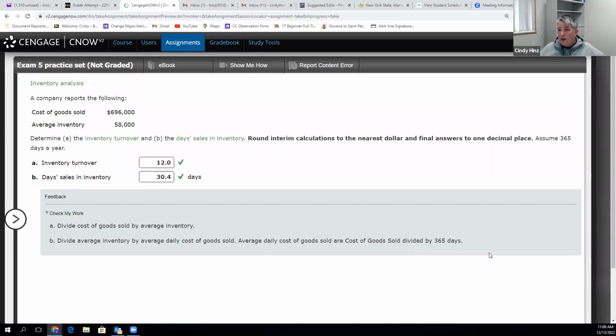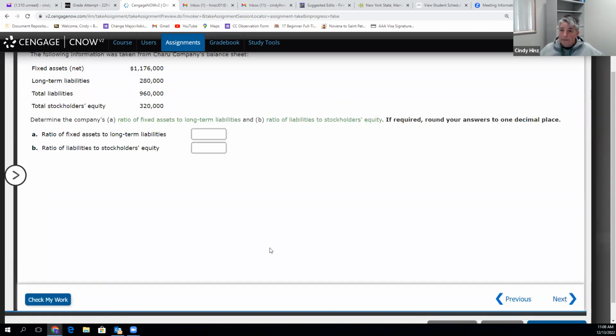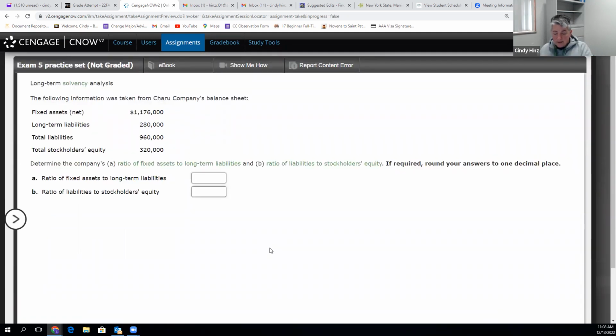And so I can't look at these numbers and know if they're good or bad because we don't even know what this company does. It just says a company. So we have to have something to use as a comparison. Our next exercise then is long-term solvency analysis.